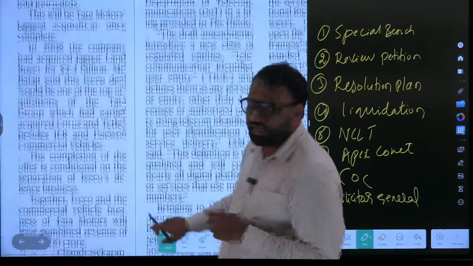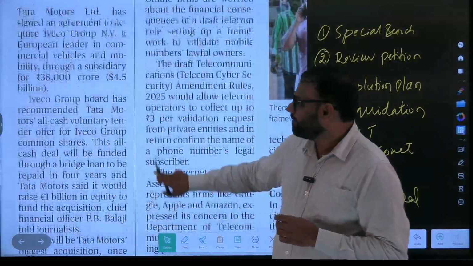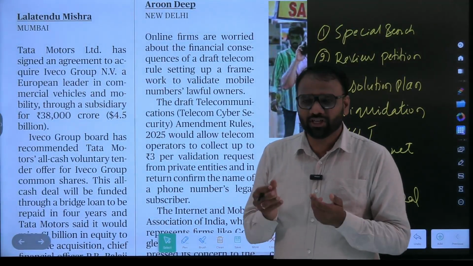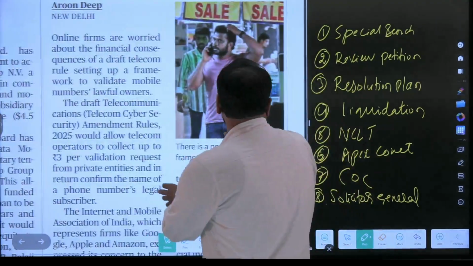Okay. So we have identified three terms. Which are they? Equity, next subsidiary, commercial vehicle, mobility. So these are the terms which we'll understand. So no other word is important from exam point of view.